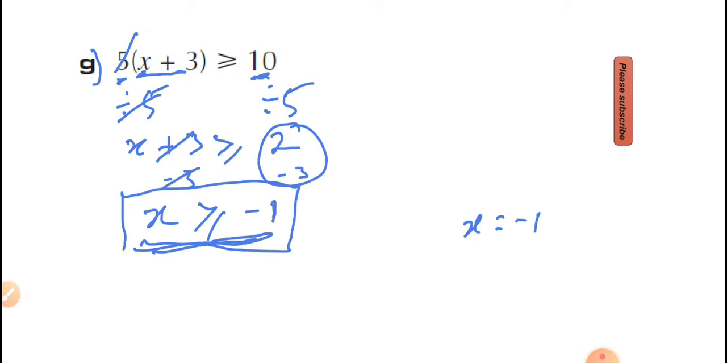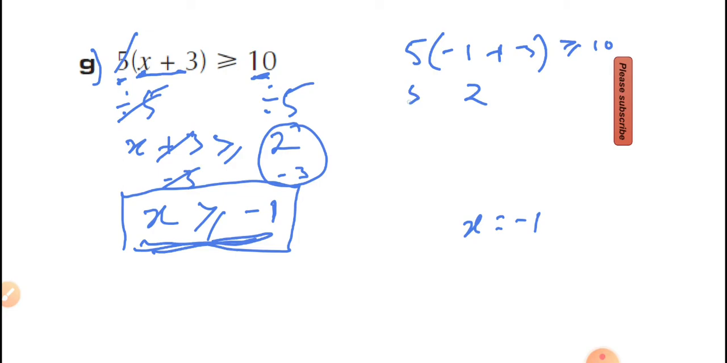So when we substitute the value of minus 1 in, we get 5 times, instead of x, it's going to be minus 1 add 3. We said x can be equal to minus 1, and we've just got to make sure that it is equal to or greater than 10. So what's minus 1 add 3? Minus 1 add 3 is 2.